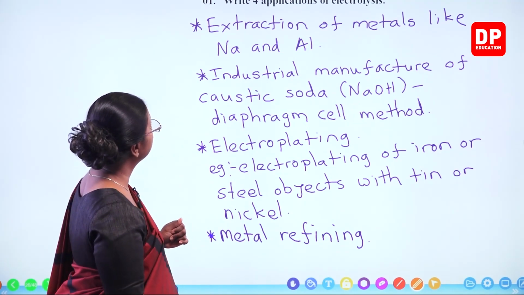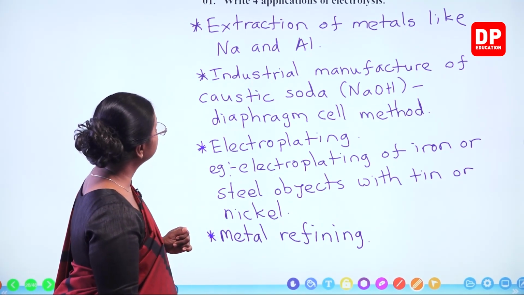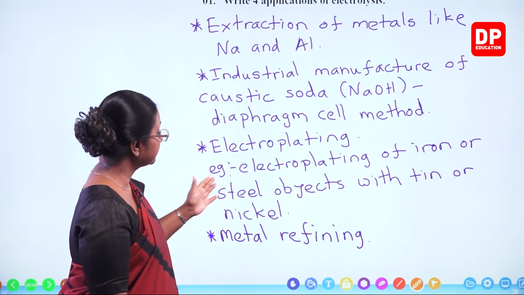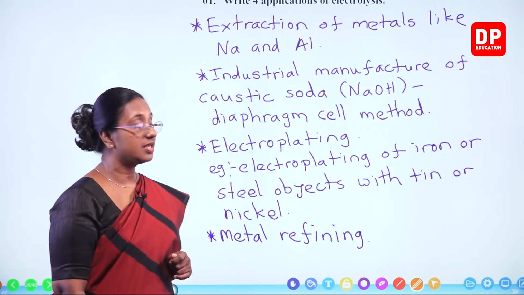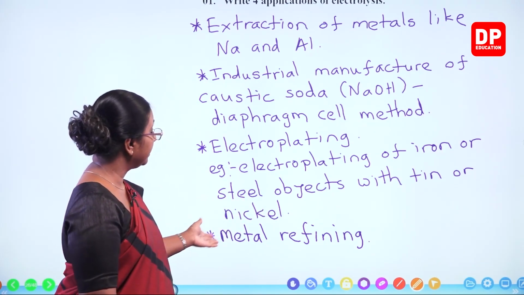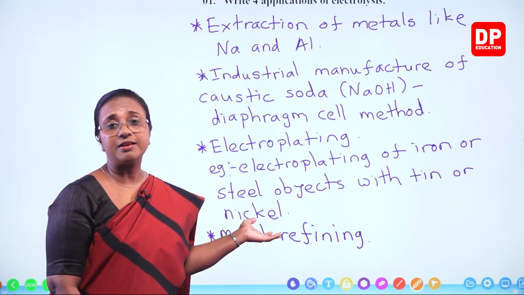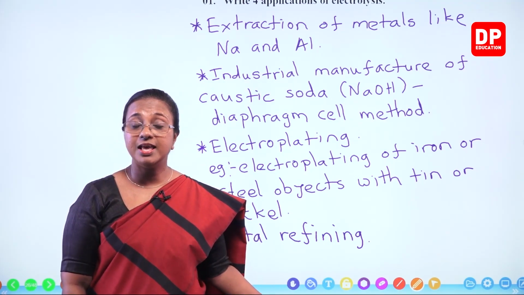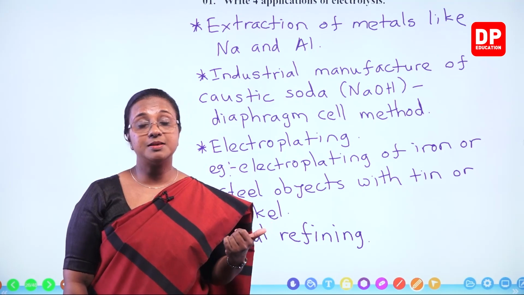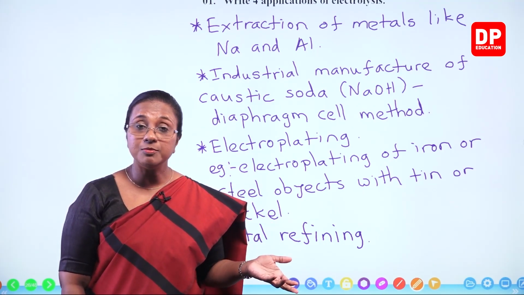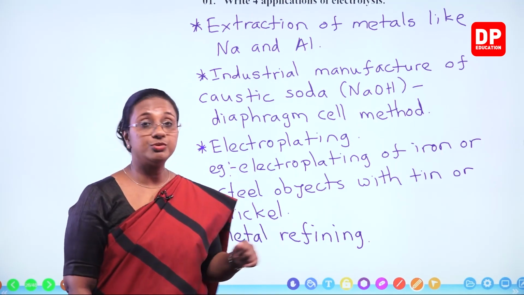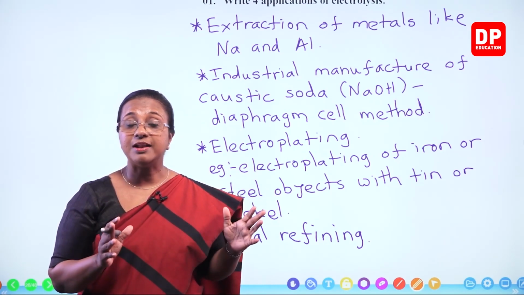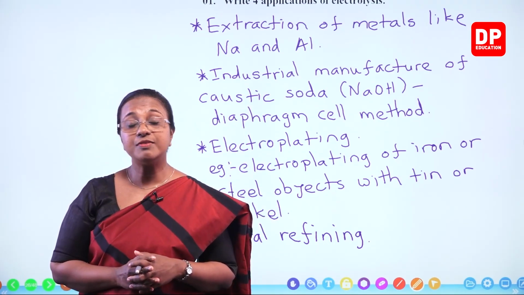So that is also an application of electrolysis. Extraction of metals like sodium and aluminium. Industrial manufacture of caustic soda, that is NaOH, diaphragm cell method. Then electroplating, example electroplating of iron or steel objects with tin or nickel. Then even gold plating, copper plating, anything you can give as examples. And metal refining. If you like, you can write the example. When copper is extracted as the metal, the impurities need to be removed. There, electrolysis is used to remove the impurities. That is refining of copper. So like that, you can write the 4 applications of electrolysis.